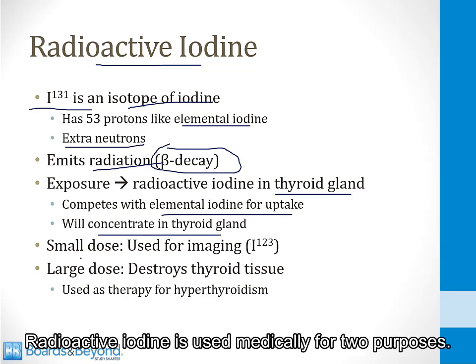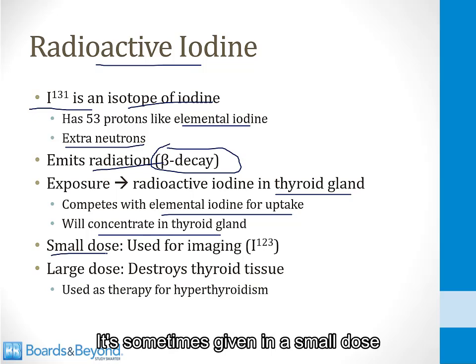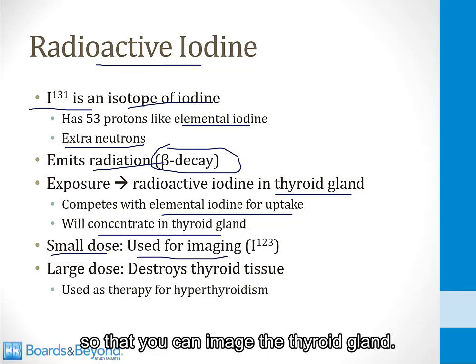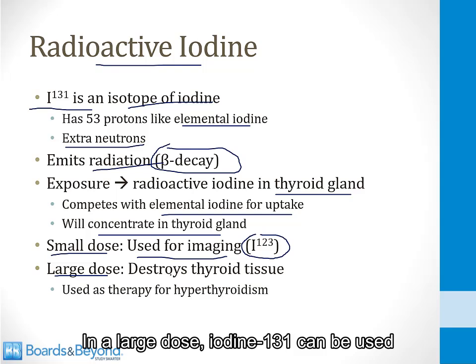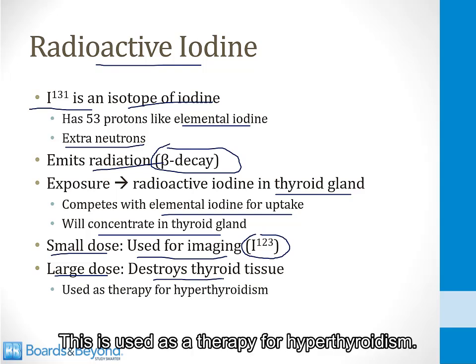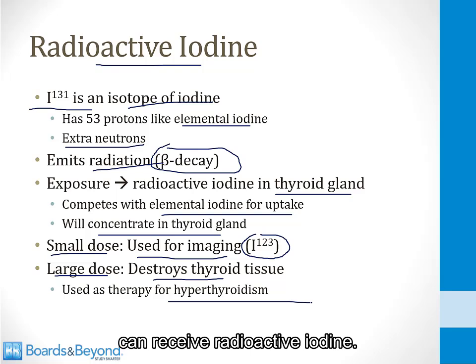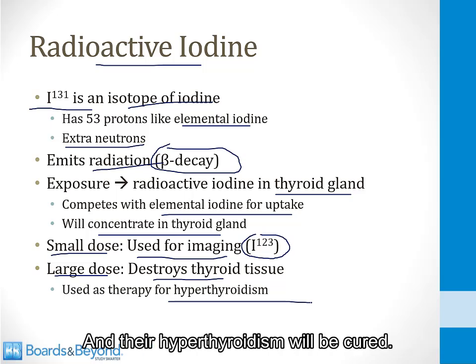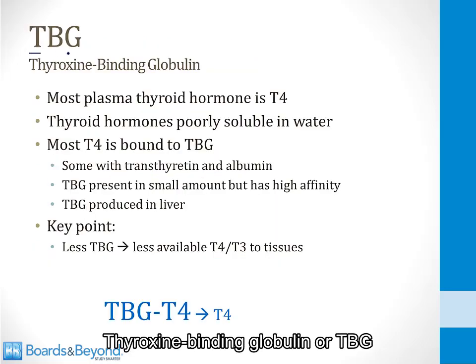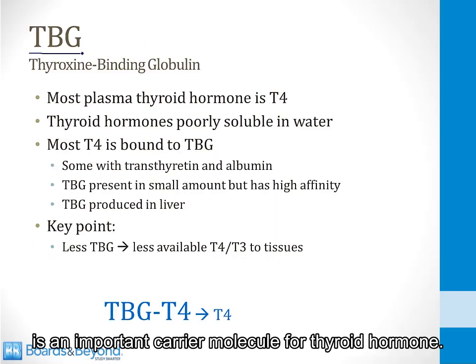Radioactive iodine is used medically for two purposes. It's sometimes given in a small dose to concentrate in the thyroid gland so that you can image the thyroid gland, although another isotope of iodine, iodine 123, is also often used for this purpose. In a large dose, iodine 131 can be used to destroy thyroid tissue. This is used as a therapy for hyperthyroidism. So patients who are hyperthyroid can receive radioactive iodine. Their thyroid gland will be ablated, and then after that they can take thyroid supplementation and their hyperthyroidism will be cured.